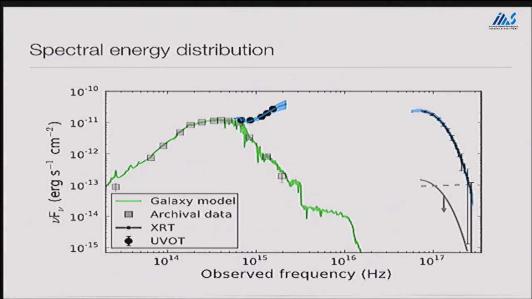Huge flux increase. And here is the X-ray data, which is also a black body, but you see these two will clearly not match, so it's not a single black body. Also a huge flux increase with respect to the ROSAT upper limit here.